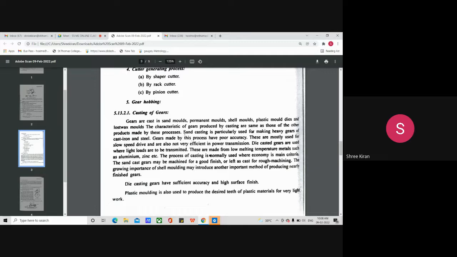What happens is these are mostly used for slow speed drive and are also not very efficient in power transmission. Over here, the gears are cast in sand molds, permanent molds, shell molds, plastic molds, dies and lost wax molds. The characteristics of gears produced by casting are the same as that of the other products made by these processes.